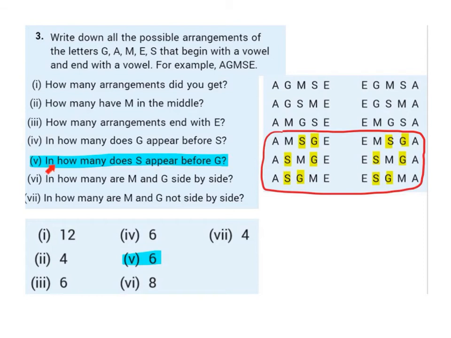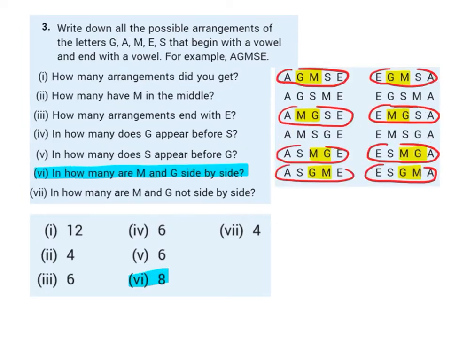Question 5. In how many does S appear before G? So S before G, S before G, S before G, S before G, S before G, and S before G. So there's 6 of them as well. So these 6 have the S before the G, so 6.